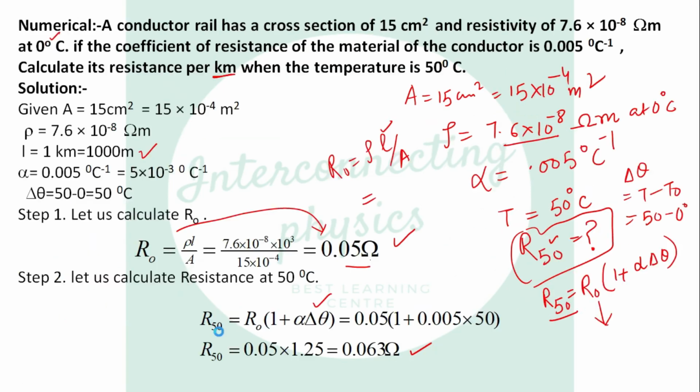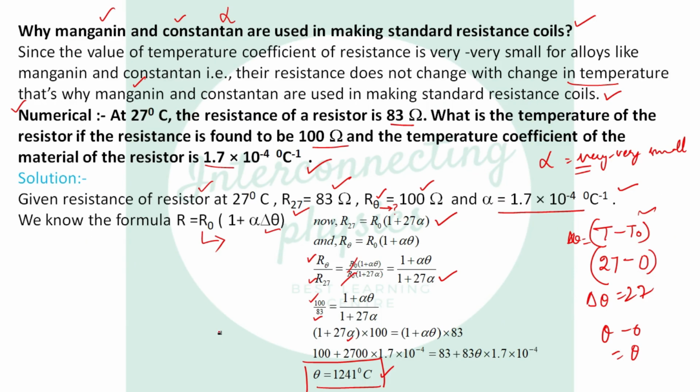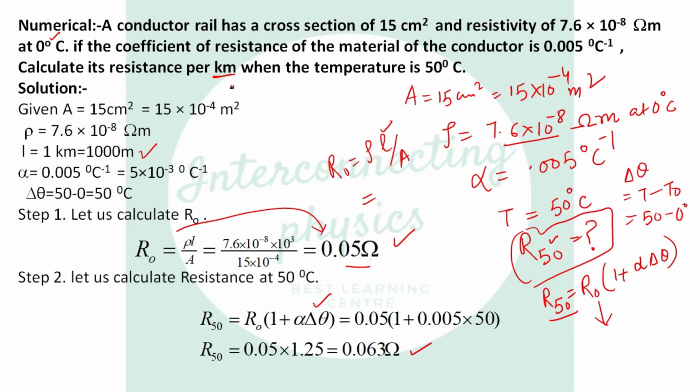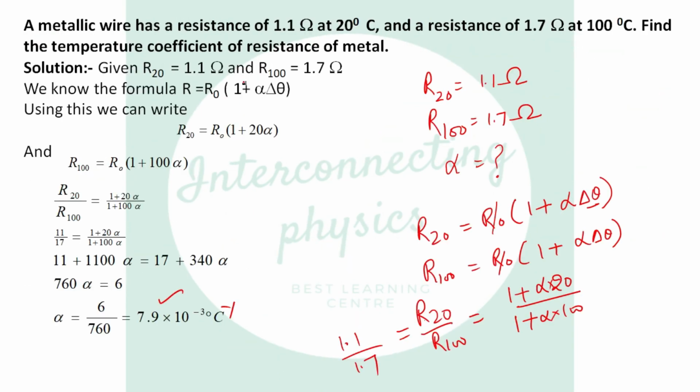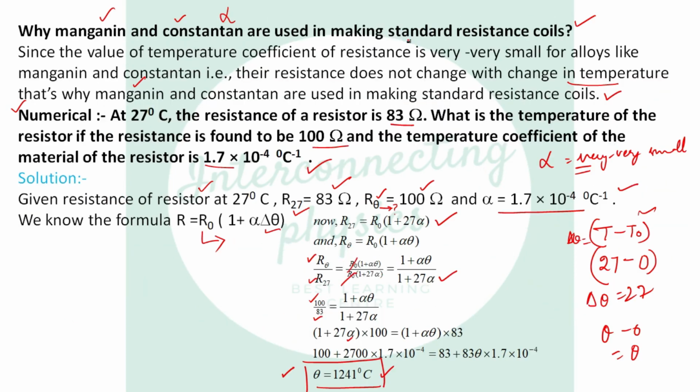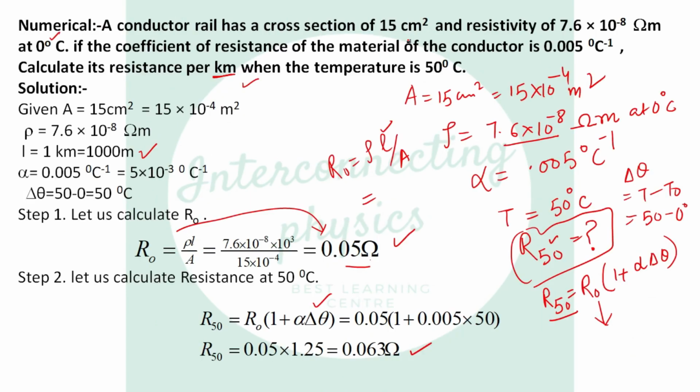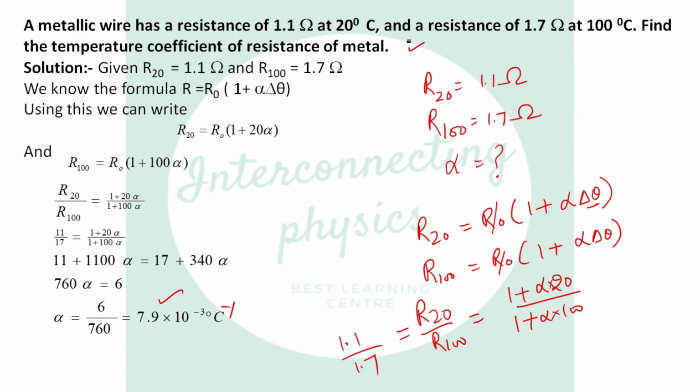Okay. So in this way we can calculate the different values. In first numerical we calculated the temperature. In second numerical we calculated the resistance. In third numerical we calculated the temperature coefficient of the resistance. It means any of the question if you are asked with, you can calculate in very easy and very simple manner. We have learnt all the three types of numericals for calculating temperature, for calculating resistance and for calculating temperature coefficient of the resistance.